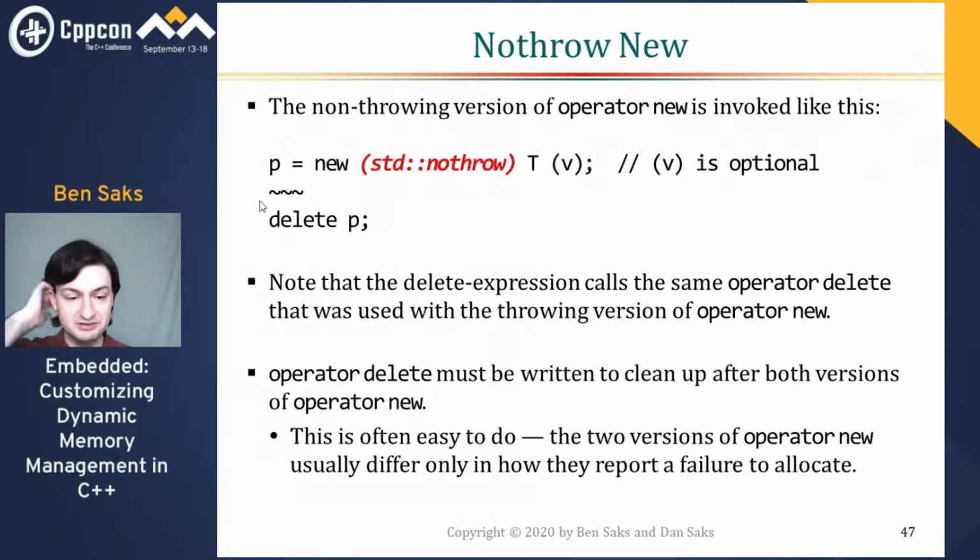This version of delete is actually the same version of delete, it doesn't have an extra argument. It's the same version that we would have used with the throwing version of new. And that's generally not a problem. Basically, operator new and delete need to be written to clean up after both versions in many cases. But usually that's not a problem, because the two operator news, the only difference between them is the fact that one reports failure by throwing an exception, the other reports failure by returning a null pointer. So they often have basically the same implementation underneath. They both pull from the same memory pool.